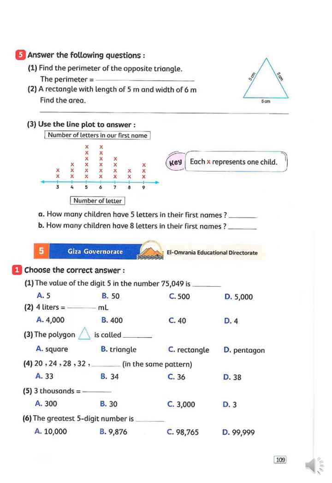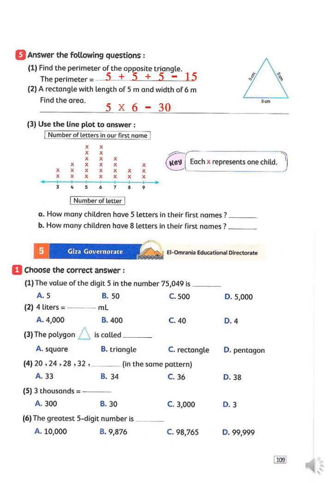Answer the following questions. Find the perimeter of the opposite triangle. The perimeter here, 5 plus 5 plus 5 equals 15. A rectangle with length of 5 meters and width of 6 meters. Find the area. 5 by 6 equals 30.